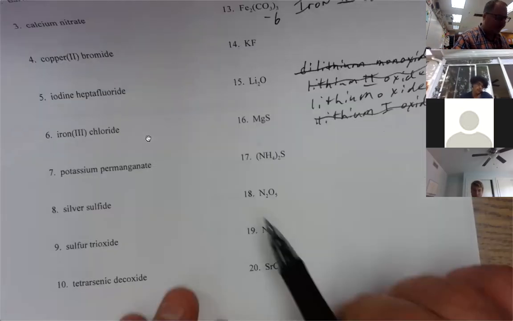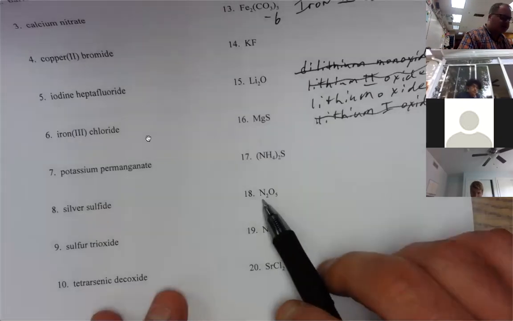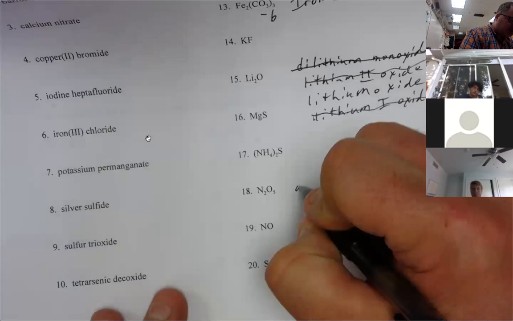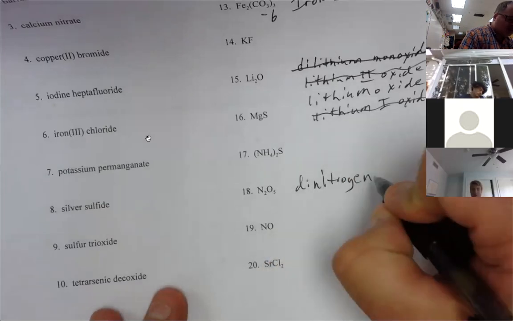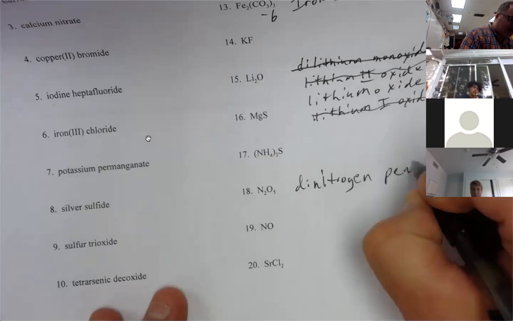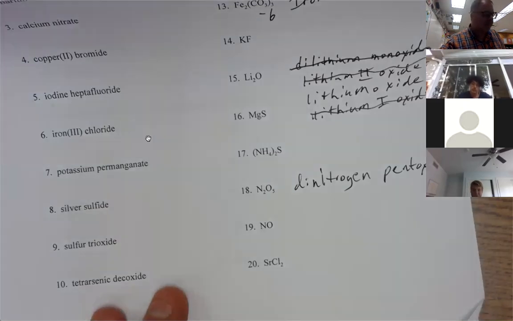but all of these answers are going to look fine because they all are actually legit naming rules. N2O5. You have to realize immediately that nitrogen is not a metal, so we need to use dinitrogen pentoxide. We've got to use the naming rules with the prefixes.